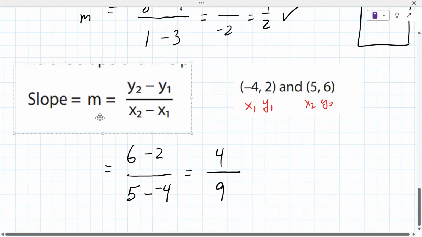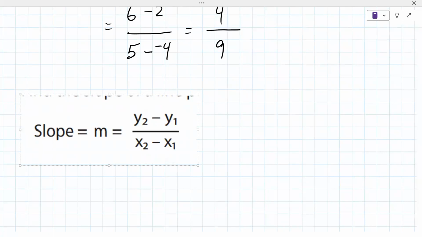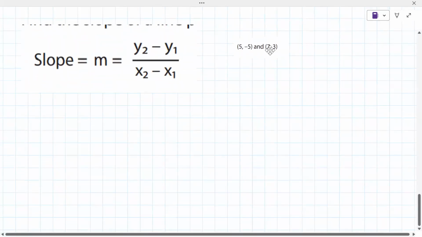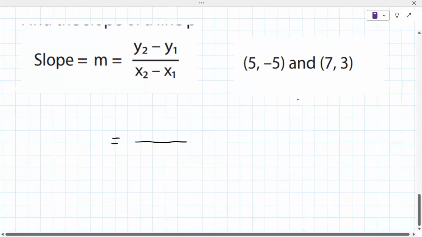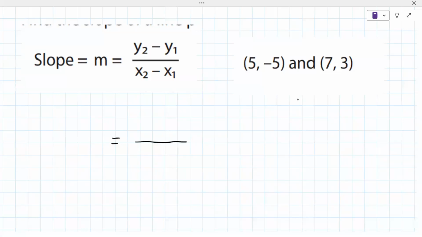Okay. So I'm going to put the formula up here, and then I'm going to have you try this one. What I'd like you to do is tell me the numbers that go in the top and the bottom. Tell me what goes in the top, tell me what goes in the bottom. 3 minus -5. Okay, good, and then 7 minus 5. Good.